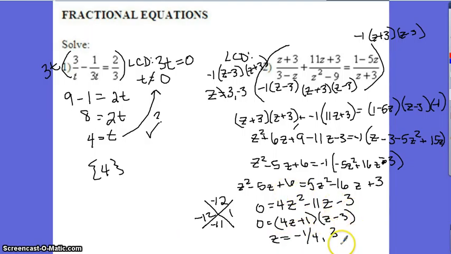Once you get your two solutions, notice how 3 is one of our solutions, but we said up here that it cannot be in the domain. That number needs to be thrown out. It will force your denominators to 0, which you cannot have. So negative 1/4 is going to be our only answer, and that's the number you should have in your set.